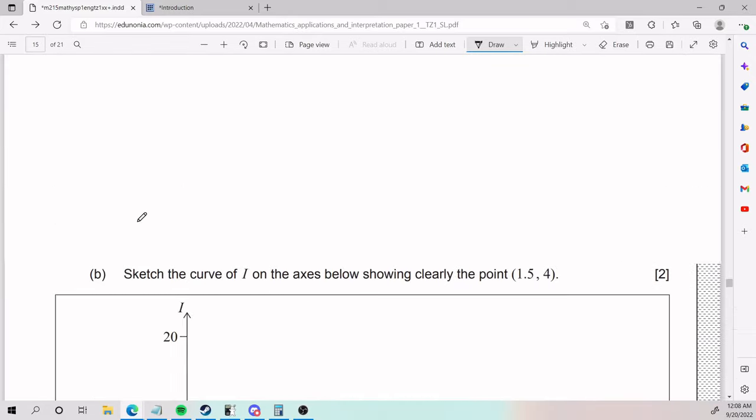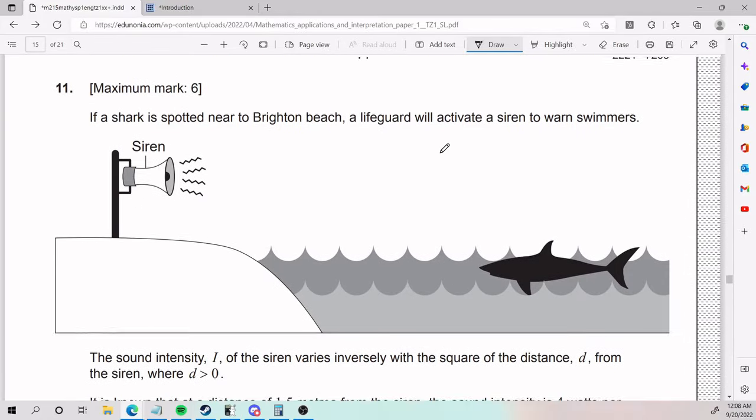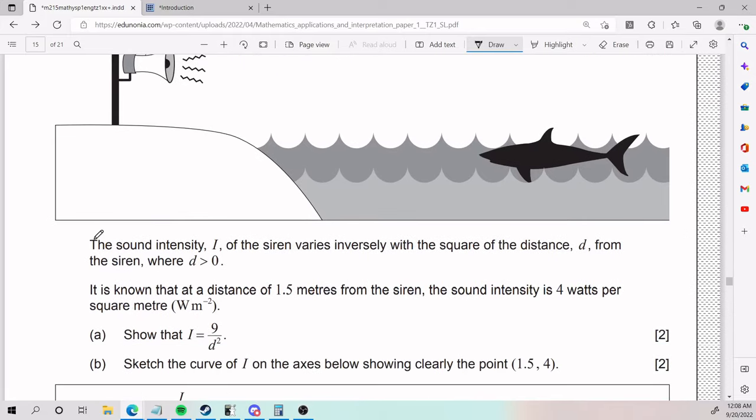Oh, I skipped one by accident. Number 11. If a shark is spotted near to Brighton Beach, a lifeguard will activate a siren to warn swimmers. So we've got the sound intensity I of the siren varies inversely with the square of the distance d from the siren, where d is greater than 0. I know that inversely can be very weird. What this is telling me is that the farther away you are in distance, the less sound you will hear, because it is inversely related. See, that is the intuition of the word inversely in this problem.